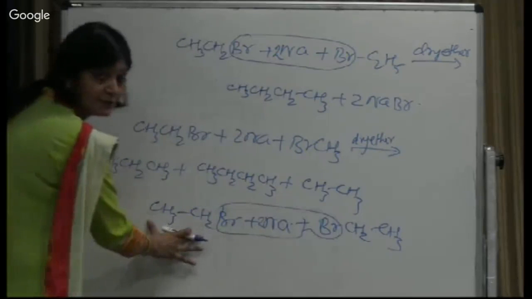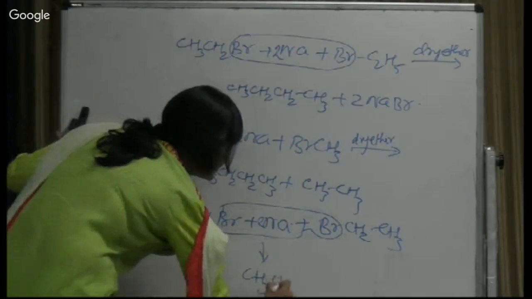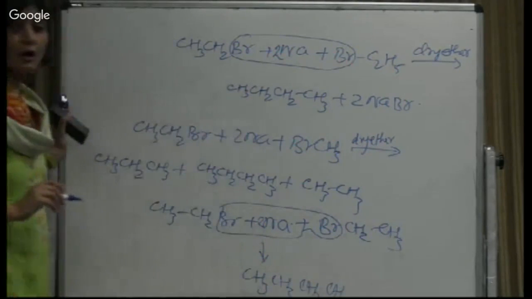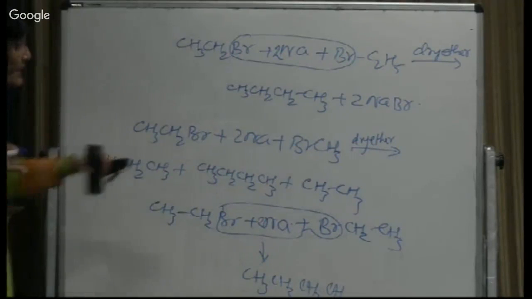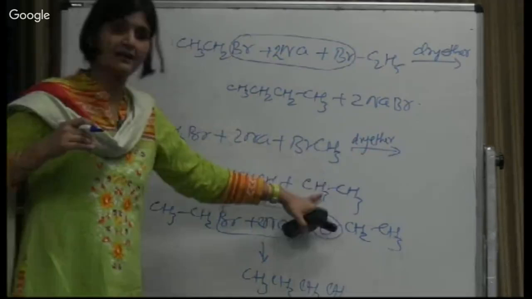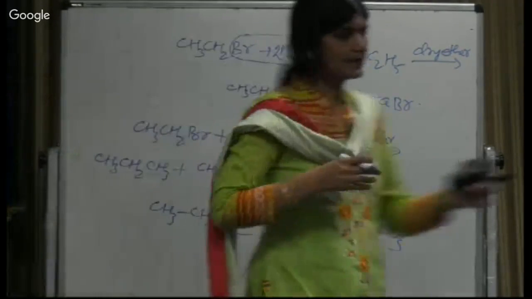So ethyl bromide will react with itself to form normal butane. Likewise, methyl bromide will also react with itself and you will get ethane formed as the product. Okay? Next reaction.